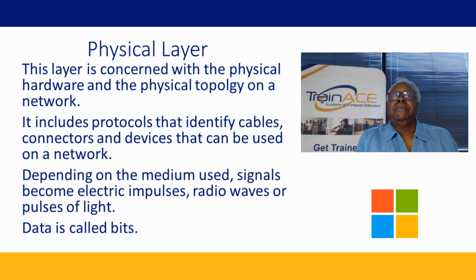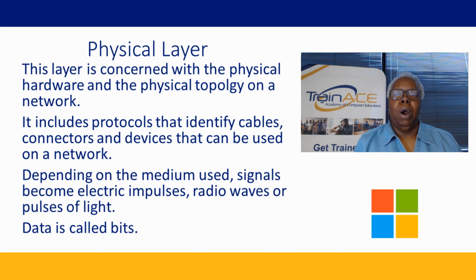The last layer is the physical layer. Now, this layer is concerned with the physical hardware on your network as well as the physical topology. This is where we know where every device is located. Okay? This includes the rules or protocols used to identify your connectors and devices that can be used on a network. Now, depending on the media that you use will determine the type of signal that's going to be used, what format it's going to be.